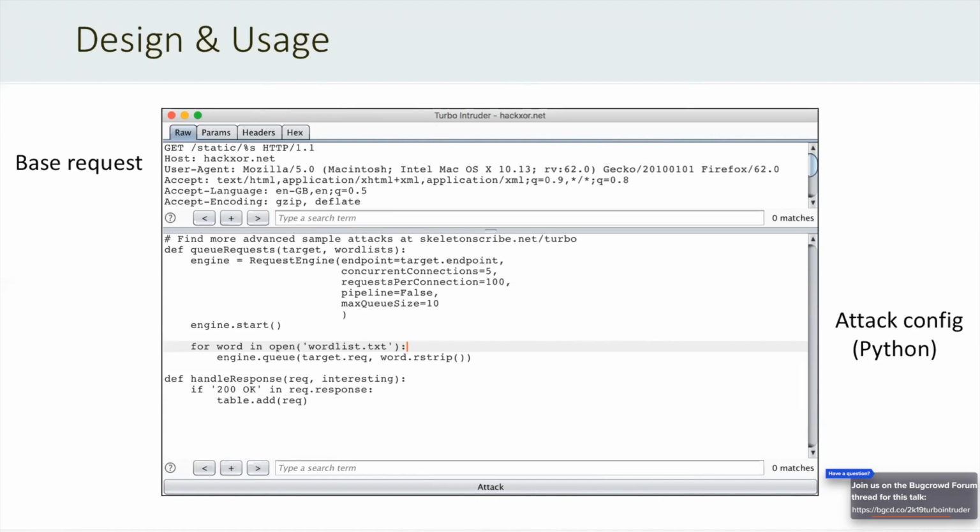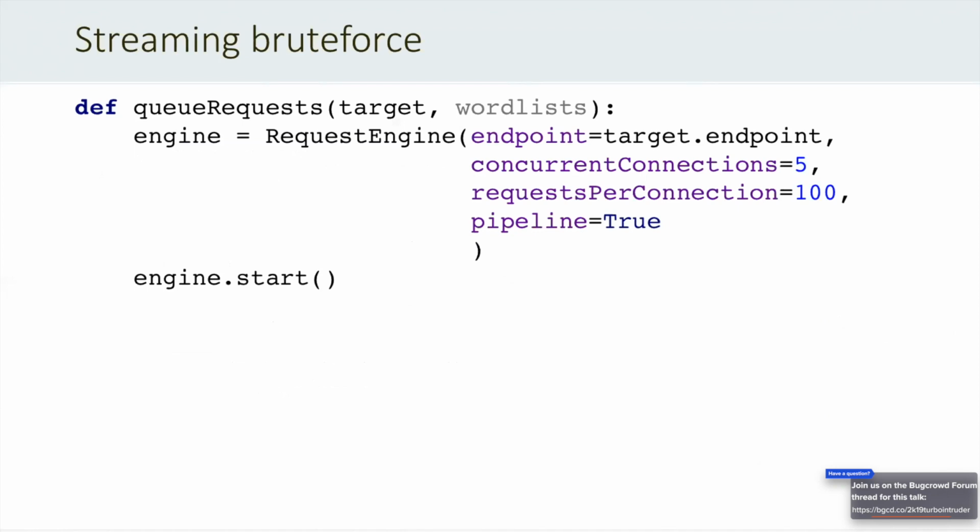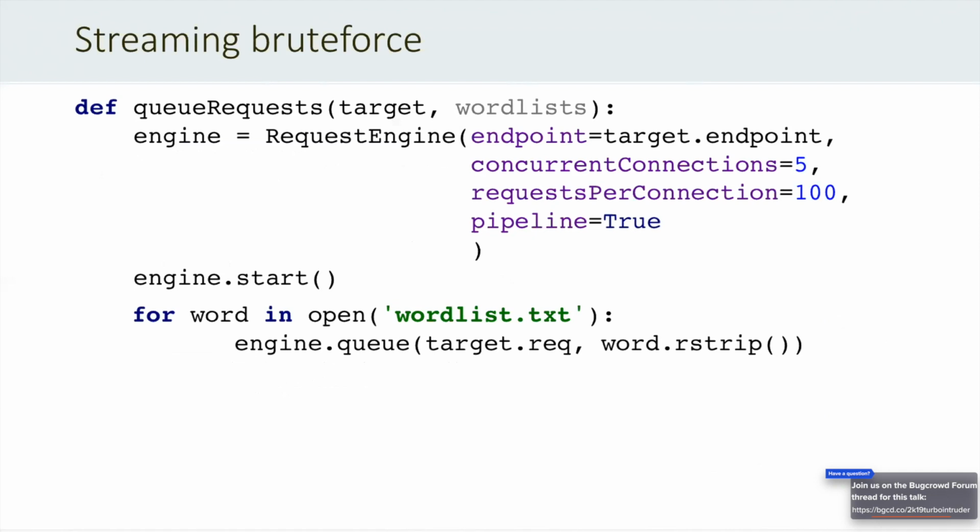So now let's take a closer look at this Python code. To begin with, we've got the code that sets up the network stack, and you could leave this as is for almost all the time. But if you want to get the maximum speed possible, then you'll want to tune these parameters here. So I'm going to demo that shortly. After that, you'll want to start the engine and open your word list and start queuing up your requests. Now, because we're starting the engine and then queuing the requests, this is a streaming attack, which means it's pretty low on memory usage too.